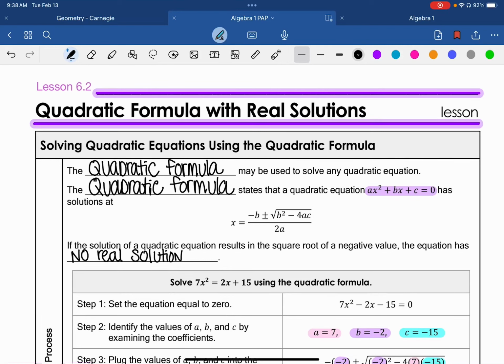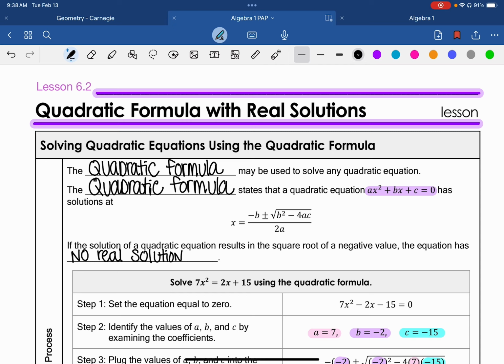Today's lesson is lesson 6.2, quadratic formula with real solutions. Today we're going to learn how to solve quadratic equations using the quadratic formula. This formula is quite helpful when the quadratic function or the quadratic equation is unfactorable. The quadratic formula may be used to solve any quadratic equation, however.